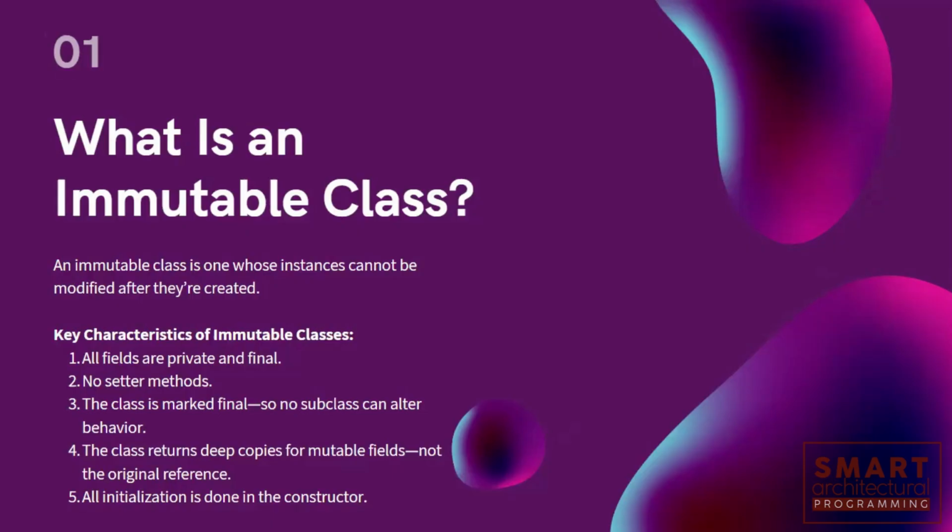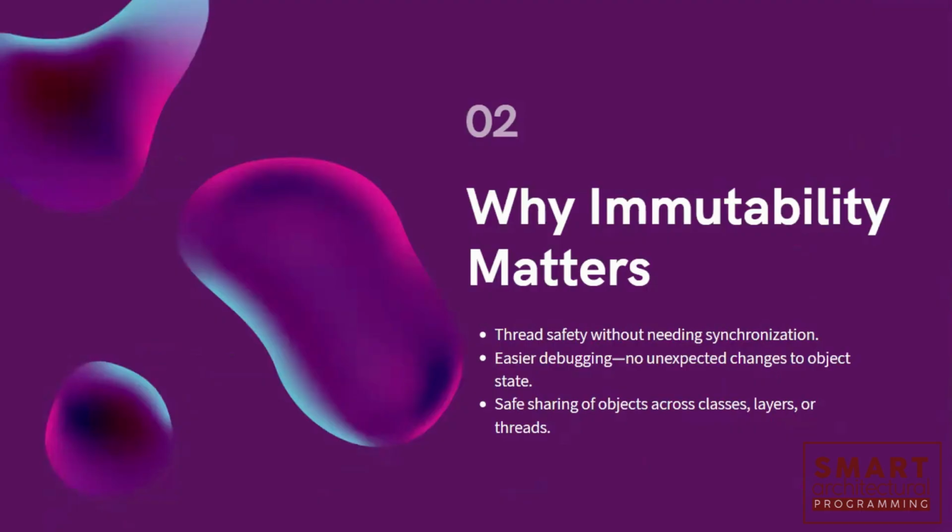The next thing to understand is why immutability matters. So why do you go through all of this trouble? Because immutability offers us three very important things: thread safety without needing synchronization, easier debugging with no unexpected changes to object state, and safe sharing of objects across classes, layers, or threads.